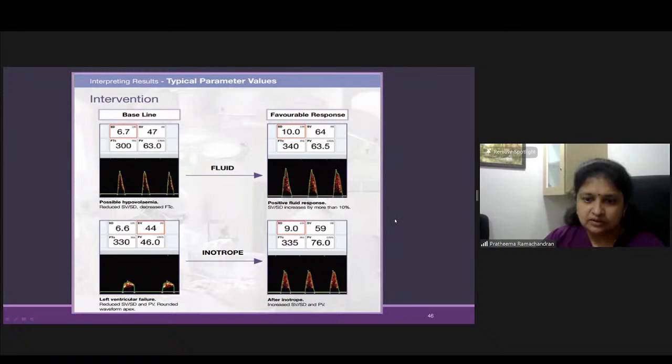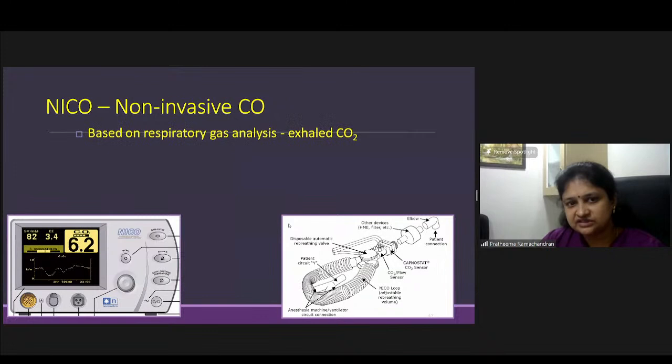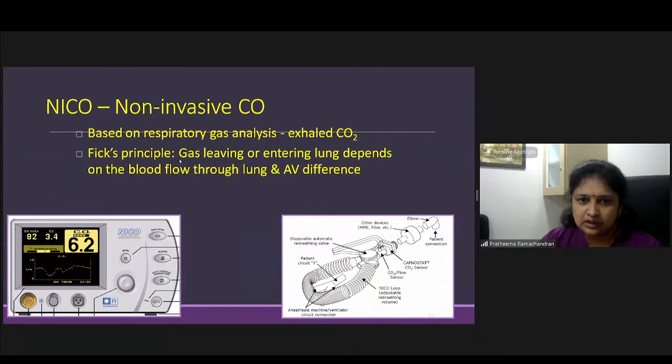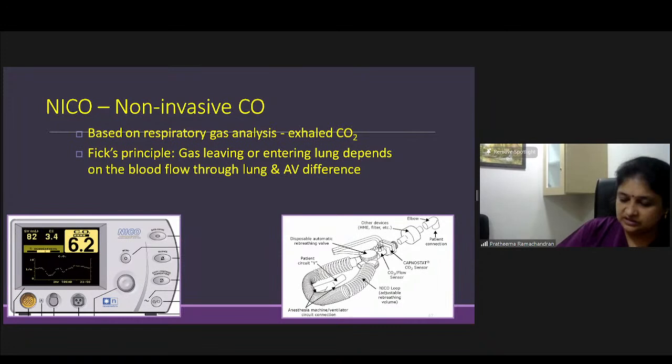So this is also a non-invasive cardiac output monitoring. This uses the Fick principle. In this, the indicator is carbon dioxide. So exhaled is CO2. As we see, we can put this probe on the ventilatory circuit, and we can see something like this. So carbon dioxide, how it changes, what the cardiac output is, is all measured and given as a number. So Fick principle: the gas leaving or entering the lung depends on the blood flow through the lungs and the arteriovenous difference. So we can look at the monitor and find out how it is.